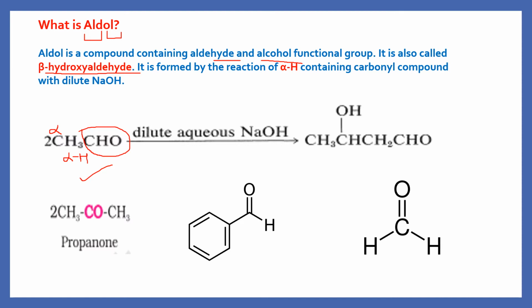So this is a prerequisite for the aldol reaction to take place. Those carbonyl compounds which contain alpha hydrogen undergo this particular type of reaction, which is called aldol condensation. And in this reaction, we need dilute NaOH. As I am explaining here, we call it beta hydroxyaldehyde. You will notice that the functional group is attached to the alpha carbon, and the OH comes on the beta carbon after the completion of the reaction. So they come in this category of beta hydroxyaldehydes.